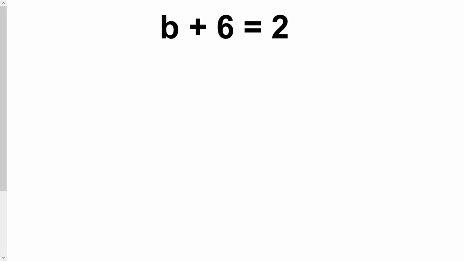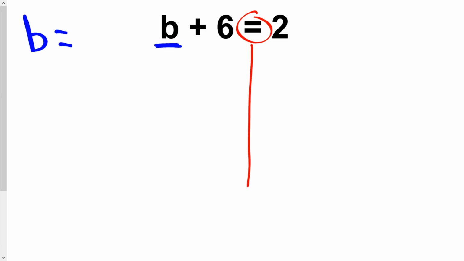Alrighty, same steps here, guys. On a lollipop, make sure that I'm doing the same thing to both sides of the equation so that I can isolate b. In other words, b is alone, right? That's kind of my goal here. The only way to get b alone is to get rid of plus 6. The way we get rid of plus 6 is to minus 6 off both sides.